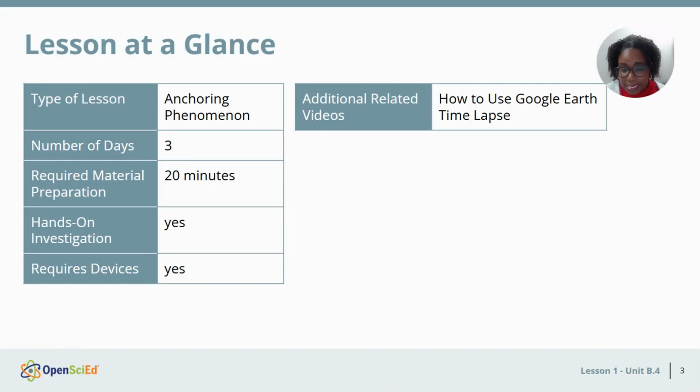This is a 3-day anchoring lesson, and you have about 20 minutes of material preparation. There are hands on investigations, and devices are required for your students.